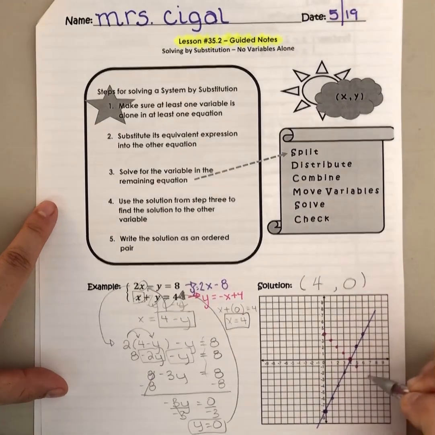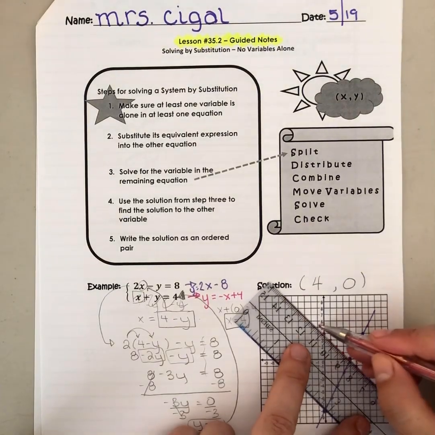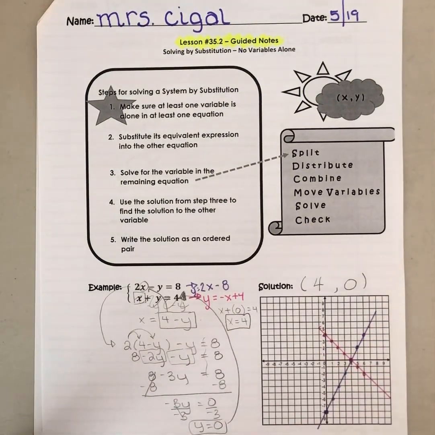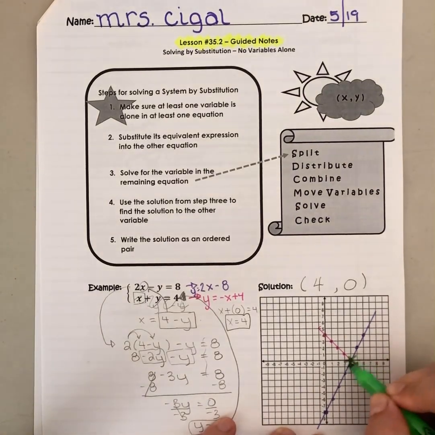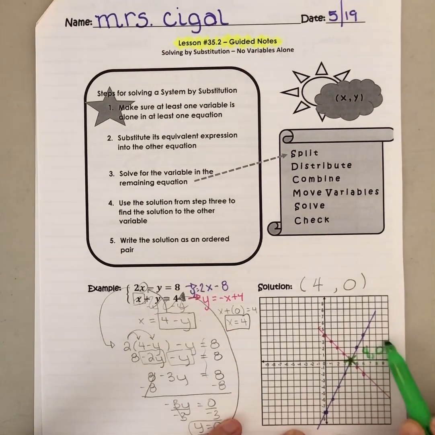I found my intersection. I'm going to draw this in. And again, we're looking for where these two things are crossing each other. So here's where that crossing section is. And this is at x is 4 and y is 0.